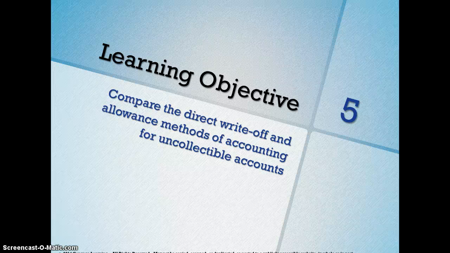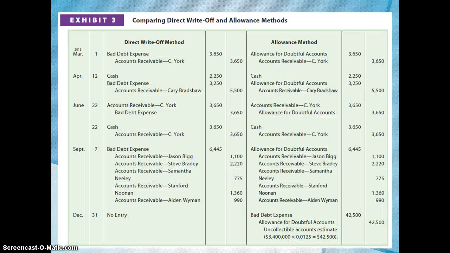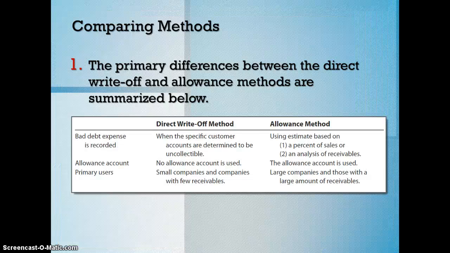All right, objective 5 is compare the direct write-off and the allowance method of accounting. This is really just looking at the two ways that we did, the direct write-off method, objective 3, and the allowance method, objective 4. So you could go through this. Both scenarios are the same, but they're showing you the journal entry for how you would write them off under both methods.